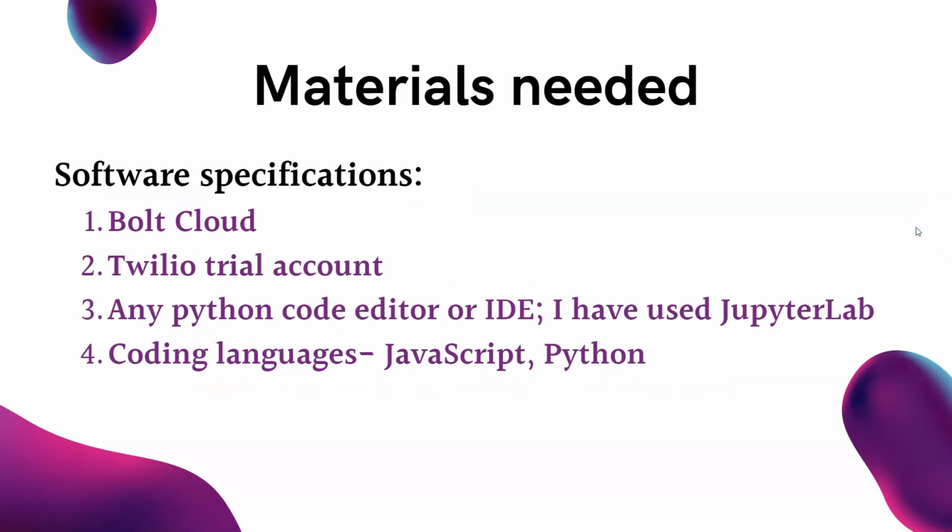Now let's jump on to the software specifications. So as you can see, the first thing that I require is the Bolt Cloud, which is going to help me to set up my device and also to configure my device. Then I need a Twilio trial account. Now Twilio will help me to send alerts through SMS. So I need to sign up and create a trial account, which is basically free. And it's going to provide me a demo number from where I can receive the SMS alerts.